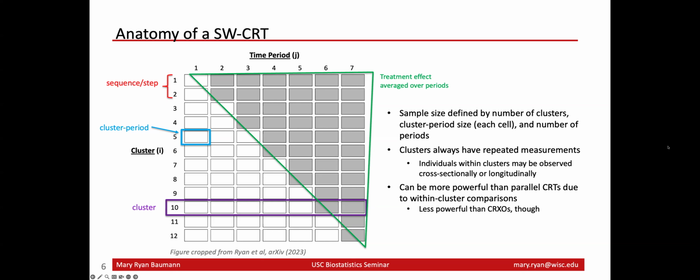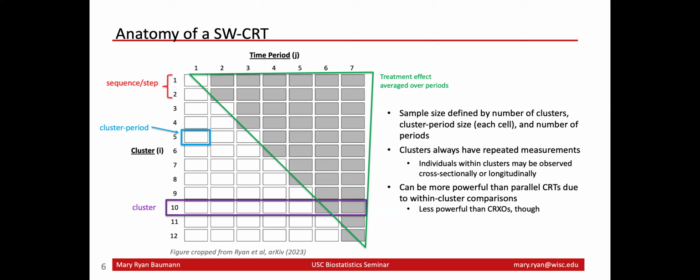And these are attractive because they can be more powerful than parallel CRTs, because we have these within cluster comparisons between treatment conditions as well as the between cluster comparisons within a particular time period. But because we're only ever observing one crossover per cluster, they're going to be less powerful than those cluster randomized crossover, bidirectional crossover designs.